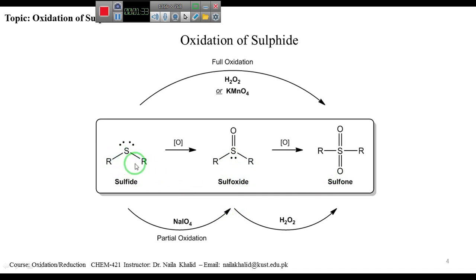This sulphide is partially oxidized to sulfoxide in the presence of sodium iodate. Sodium iodate is a mild oxidizing agent. It will not further oxidize this sulfoxide. If you want to oxidize this sulfoxide to sulfone, you need hydrogen peroxide, which is an excellent oxidizing agent. Hydrogen peroxide and potassium permanganate are excellent oxidizing agents for sulphide because these convert this sulphide into sulfone. This is called full oxidation.